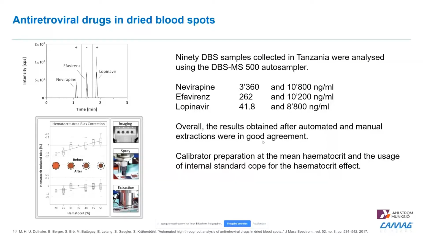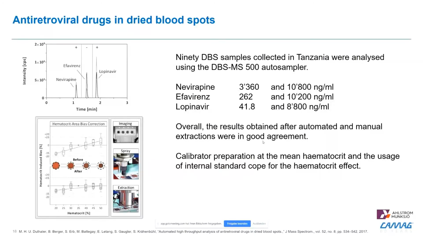Afterwards, a human study was performed with the samples from Tanzania. In the first step, 90 DBS samples were analyzed, and concentrations of all the 3 drugs were found at different levels. Overall, the extraction showed very good agreement, and the effect of hematocrit was also assessed, but the usage of internal standards coped with this effect. So the trick here was to prepare the calibration concentrations with a medium hematocrit of the whole population which was observed. And by having this medium calibrator range, the analytical guidelines for method validations were met.